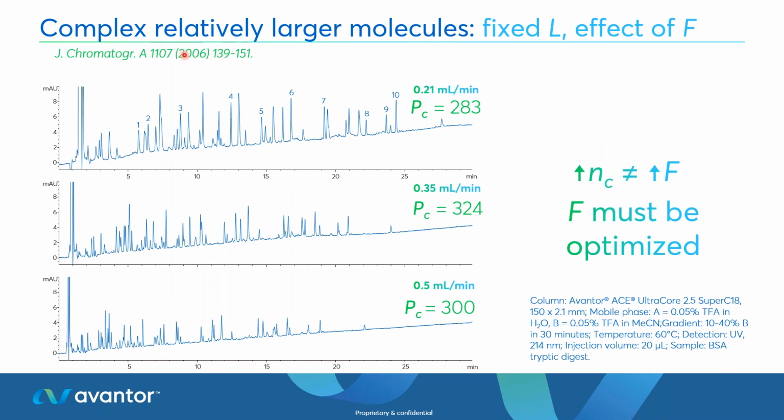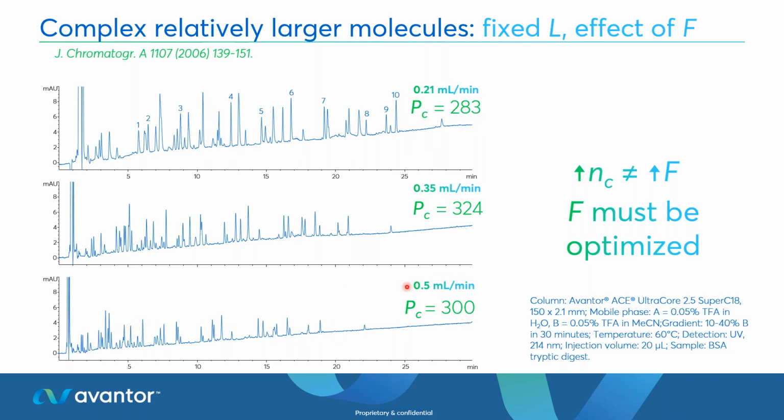So in this slide here, still focusing on those complex, relatively larger molecules, here looking at the BSA tryptic digest. Again, we fix the column length and we want to look at the effect of the velocity, the flow rate, in these chromatograms here. On the top chromatogram, we have the slowest velocity that we had confidence with. Definitely, whenever you're doing your experiments, make sure you understand the lowest velocity of your instrumentation. So here we chose 0.21 mL per minute, and you can see a peak capacity for this separation of 283.